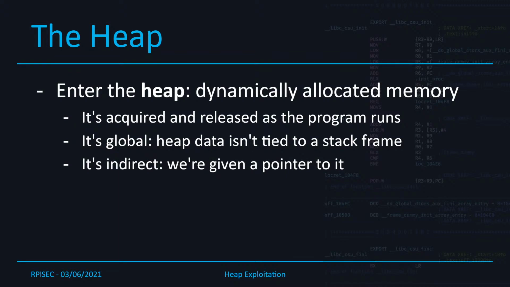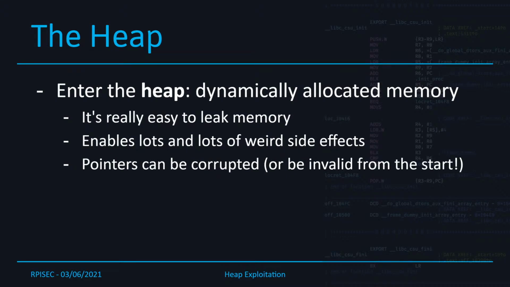And importantly, the heap is also global in that heap data isn't tied to a stack frame. When you return from a function, the stack frame for that function is popped, and the values in there are dead. They still exist, but they're no longer live. They'll get clobbered pretty soon, and you can't access them outside the function. So for all intents and purposes, they're gone. Conversely, heap data stays there, and it can stay there a little too long. It's quite easy to leak memory in the heap.